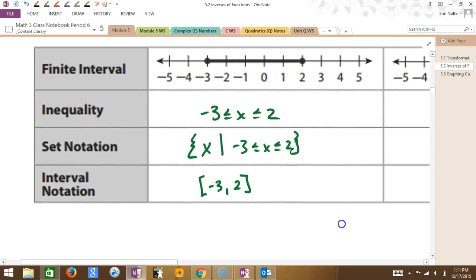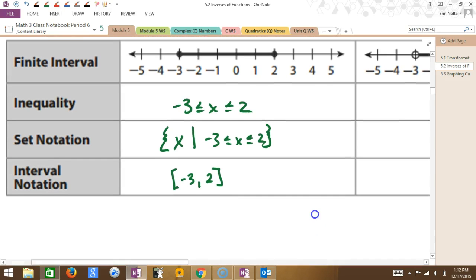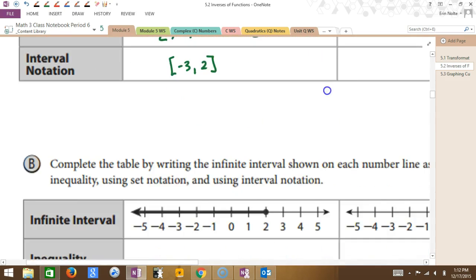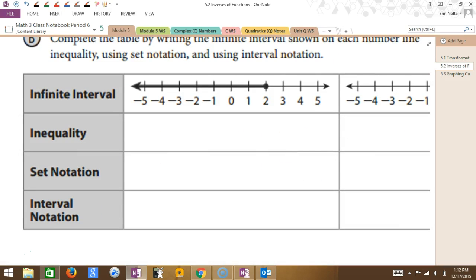Finite. Okay, so finite versus infinite, that's a good point there. A finite is like a bounded region, so you have 2 endpoints, versus an infinite region, such as this one. Okay, so this one is saying that all of the values that are less than 2, so how would you say that as an inequality?